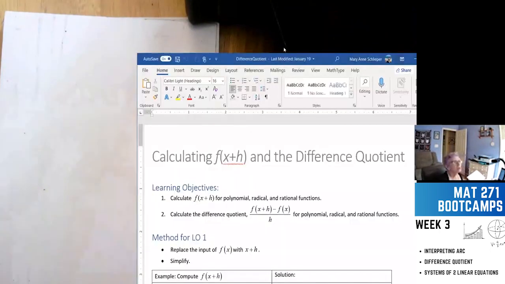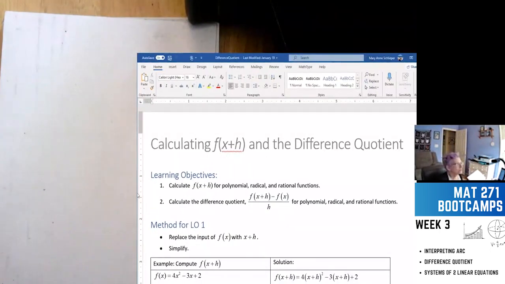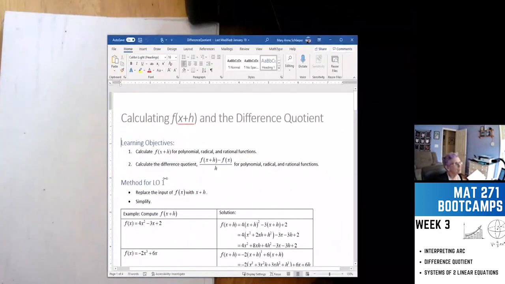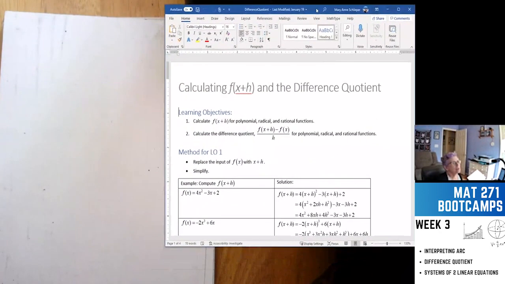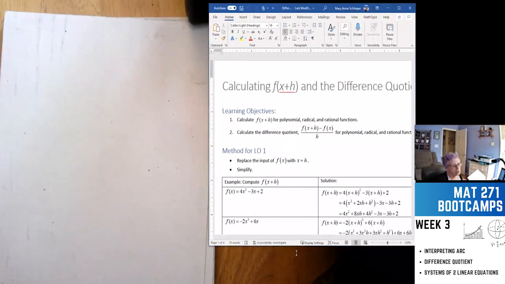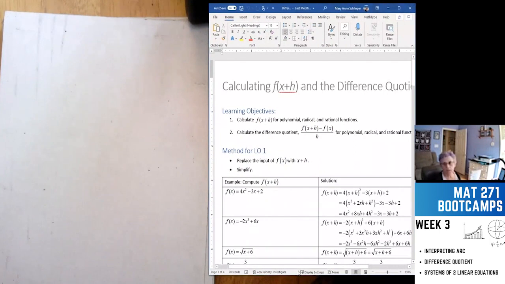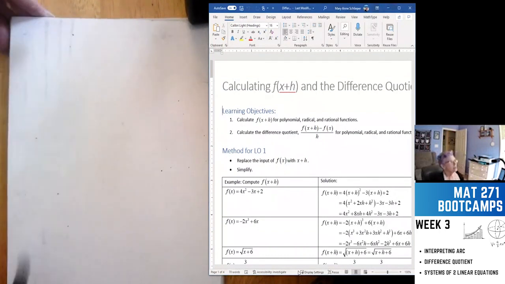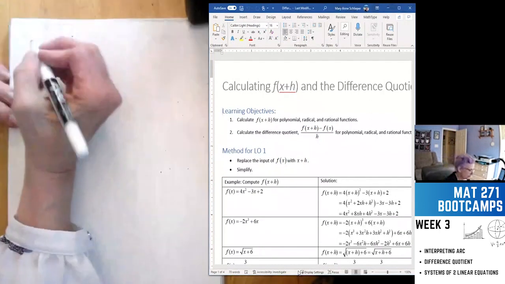Let's move on to the difference quotient. We're going to start just by looking at f of x plus h, because a lot of students try to just take f of x and add h to the end of it. And that's not what it is. It's like a little composite function. You're taking f of x plus h. So we'll go through each of these.